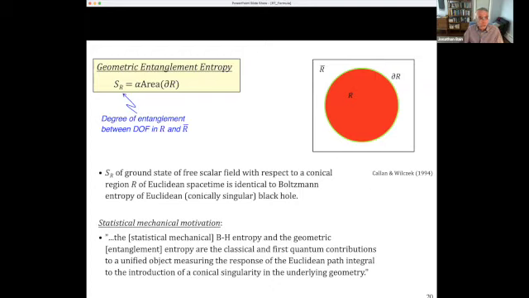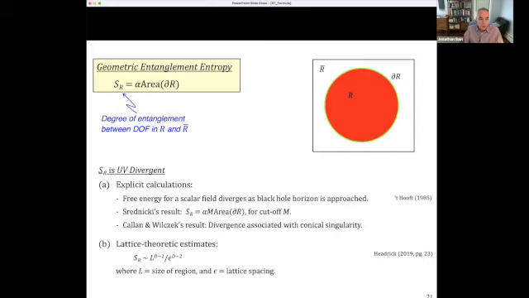Now, one feature of entanglement entropy in the quantum field theory context is this UV divergent nature. So most authors argue that entanglement entropy in quantum field theory is divergent in the UV limit. And this is argued for in a number of different ways. There are authors who show this divergent nature by means of explicit calculations.